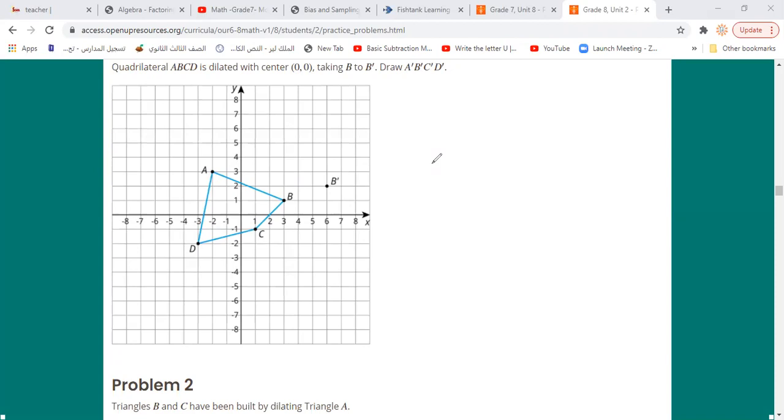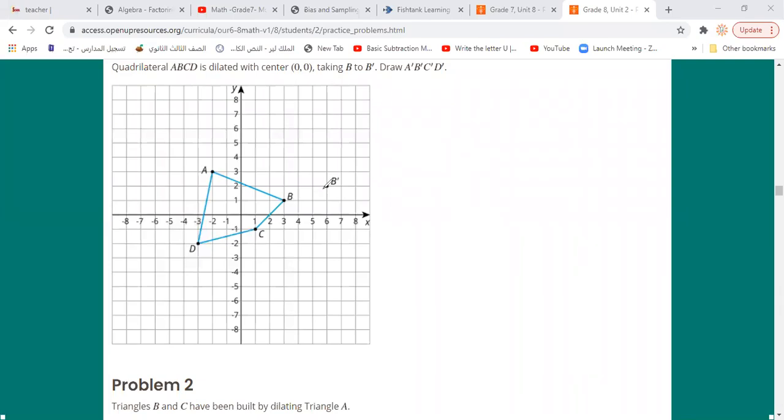We will count the units of B. How many units? Connect B prime and B. If I connect B prime and B, I can draw the dilation. We are looking for what now? The scale factor, right?